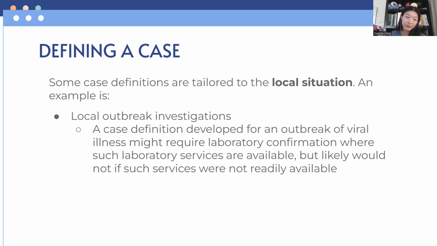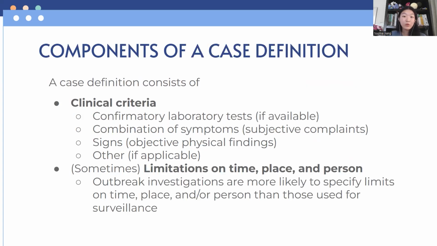So moving on to the components of a case definition. A case definition consists of clinical criteria and sometimes limitations on time, place, and person. By clinical criteria, we're talking about confirmatory laboratory tests, if they're available, a combination of symptoms, which are subjective complaints that you might give to a doctor, some signs like objective physical findings, or something else if applicable.